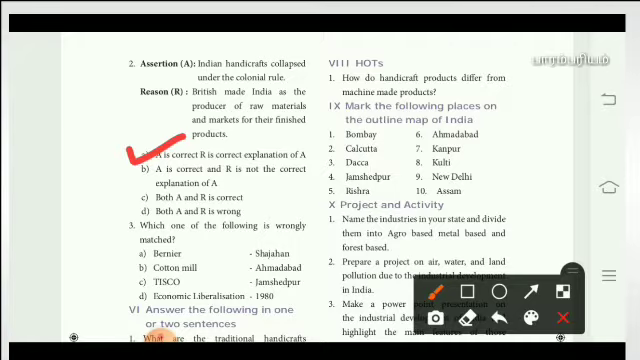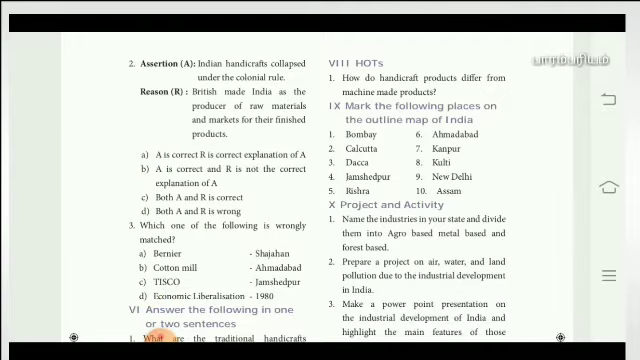Then third one, which one of the following is wrongly matched? Bernier, Surat, cotton mill, Ahmedabad, TISCO, Jamshedpur. Economic liberalization is 1890. The answer is economic liberalization 1980. Economic liberalization 1980. Okay, this is the answer.